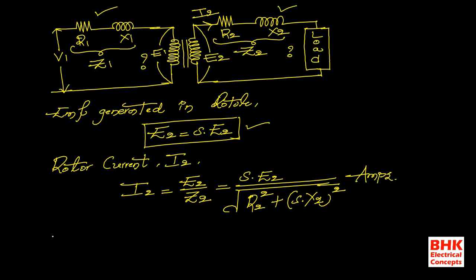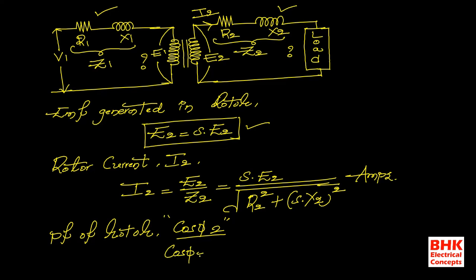And the third one is power factor of rotor. Power factor of rotor means cos phi 2. Okay, so cos phi 2 is the power factor of rotor, and I already gave the definition of power factor of rotor. It is defined as the ratio of rotor resistance to the rotor impedance. It means R2 divided by Z2.